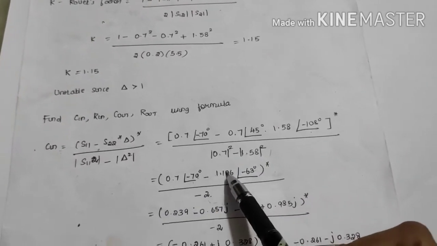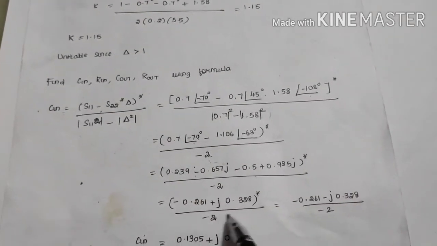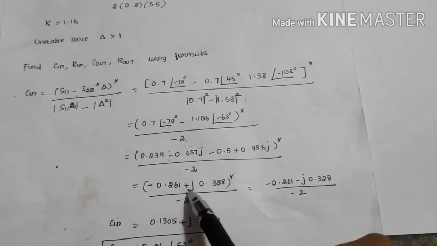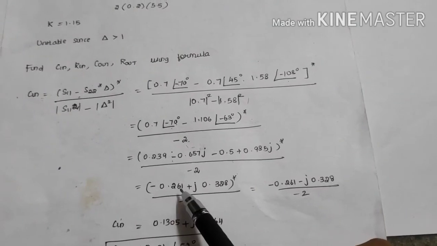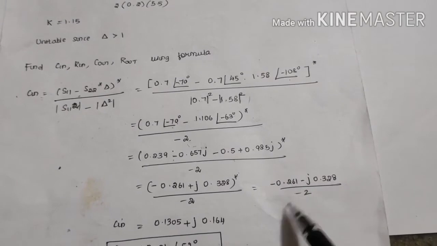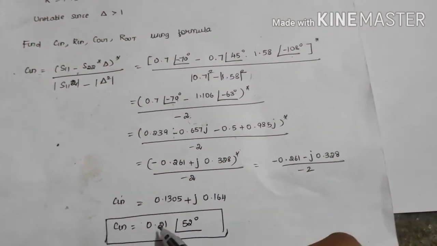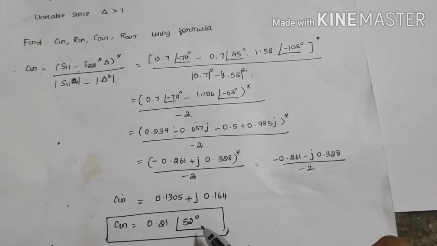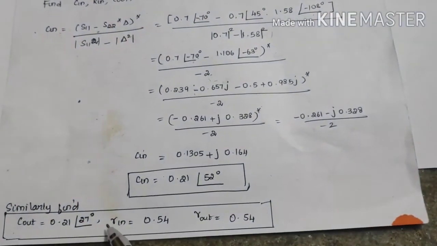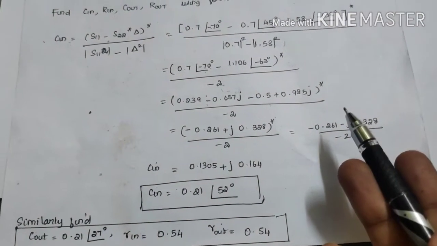Now angles cannot be subtracted, so convert this into rectangular form, simplify the values, and now take the total conjugate. Conjugate means plus becomes minus. So it is minus 0.261 minus j 0.328 divided by minus 2. Dividing by minus 2, we get 0.1305 plus j 0.164, and converting to polar form, the value is 0.21 angle 52. Like how we found C in, find the values of C out, R in and R out. After finding all these values, we can plot them on the Smith chart.